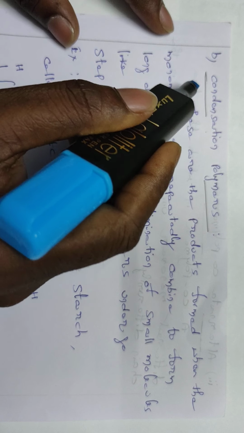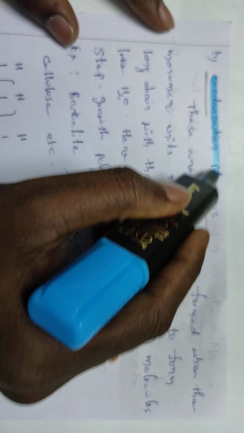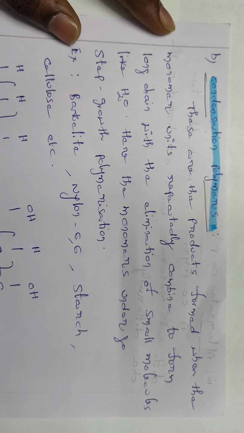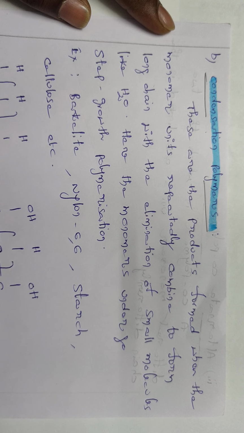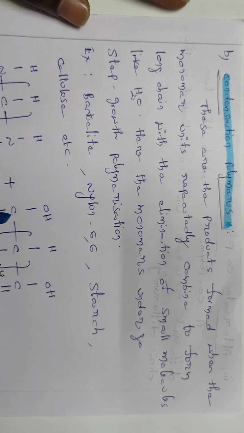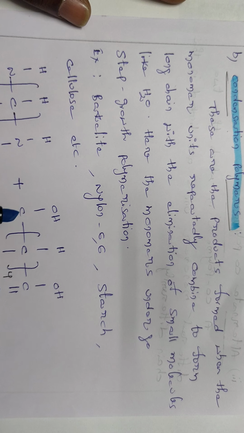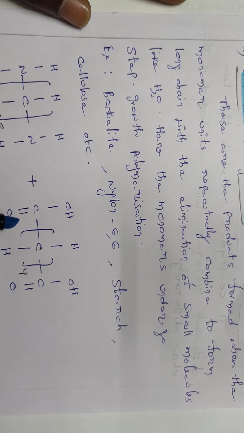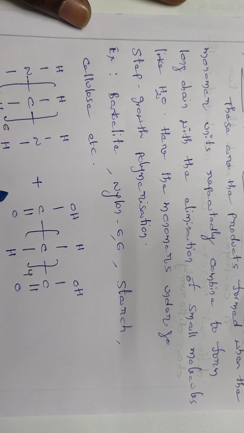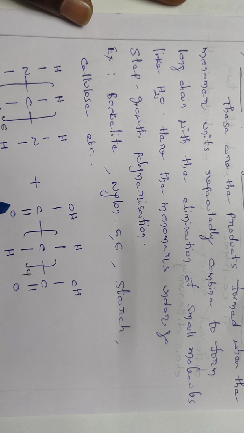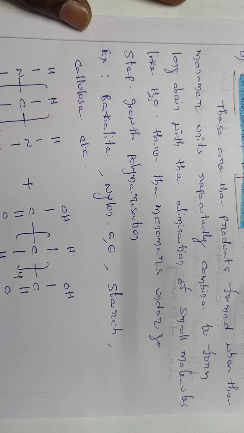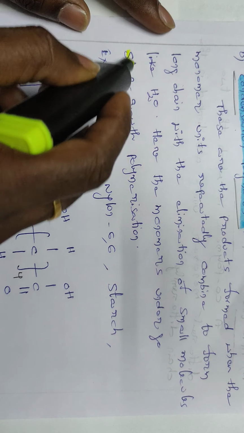then the second one is condensation polymers. So what is condensation polymer? These are the products formed when the monomeric units are repeatedly combined to form a long chain with the elimination of some small molecules like H2O, HCl, NH3, etc. Okay, here the monomers undergo step growth polymerization. In addition polymerization, the monomers undergo chain growth polymerization. Here the monomers undergo step growth polymerization.